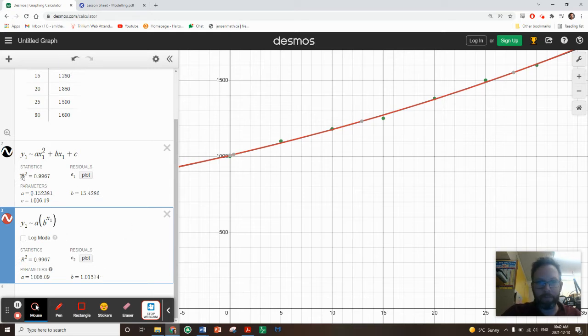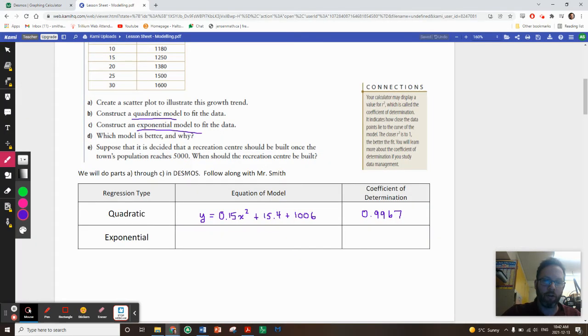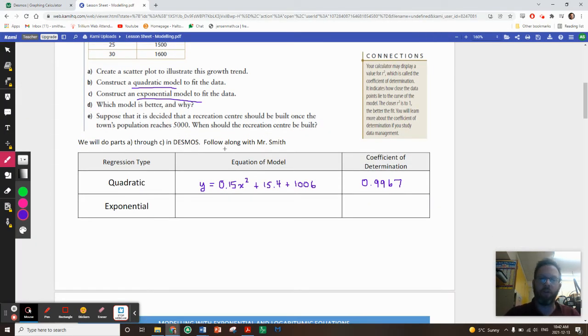And you can see that our two graphs are almost indistinguishable. The r squared value for our exponential model is actually the same. So let's get that model down on our sheet. Let's get that coefficient of determination down. And then it looks like we need to talk further about which model would be a better fit.